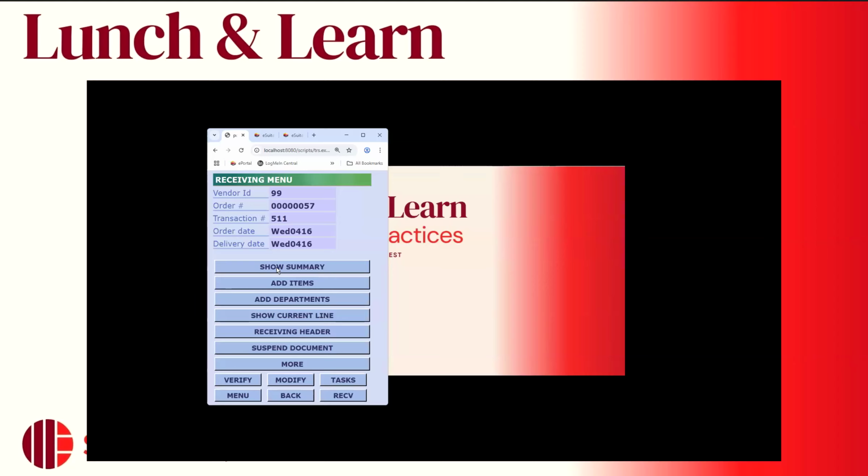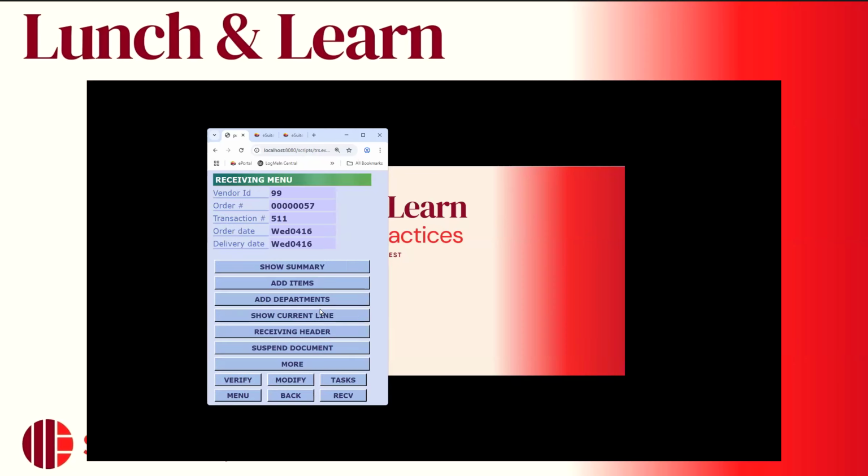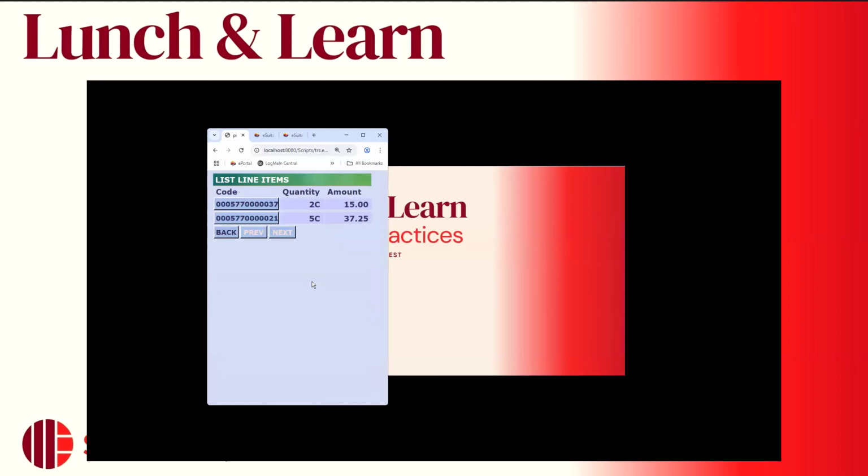You can come in here beforehand if you really want to make sure that you have grabbed the right one. You can view the purchase order before you go through and receive it, so you can show a summary. See, hey, I ordered 7 cases for $52.25. Click on receiving to go back. You can also go under more and look at your line items. So you can list your line items, and this will show you what you ordered. There's my 2 cases and my 5 cases that I had previously ordered. So it's just a view, that way you can make sure you're in the right document or see what you're expecting to receive before you start scanning.